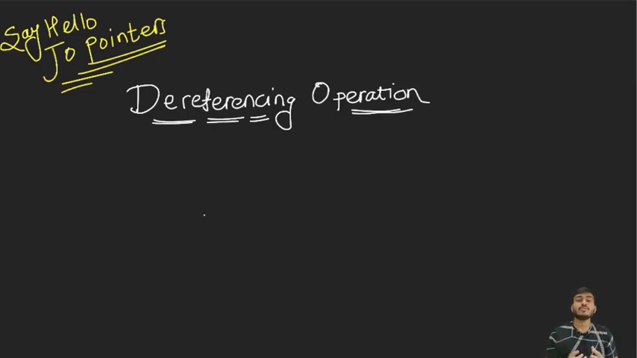Okay, so let's begin with the very first operation on the pointer, which is called the dereferencing operation. Let's understand what this dereferencing operation is on the whiteboard, and then we'll move to the VS Code, right? So let's understand what this dereferencing operation is.